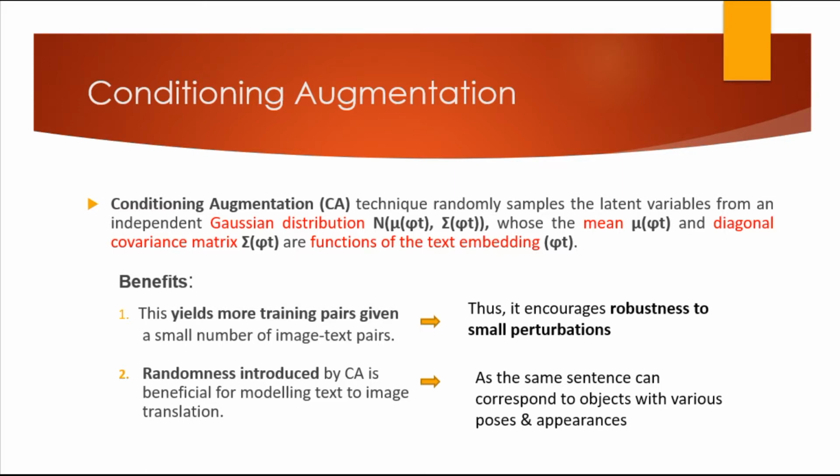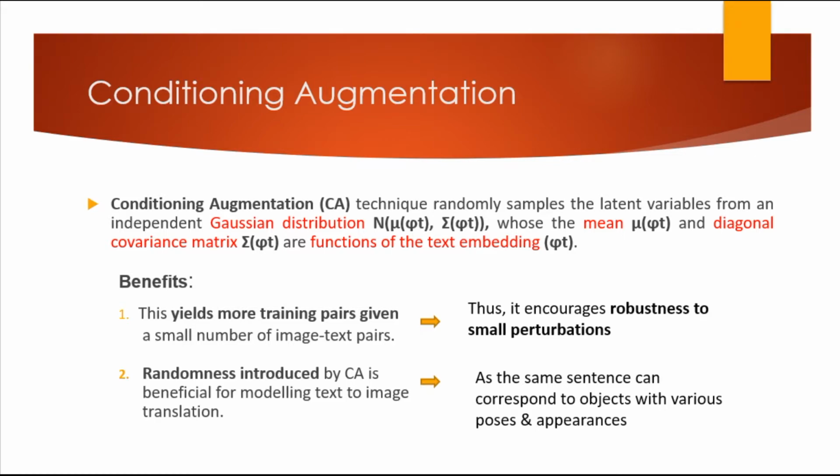Now the benefits of the conditioning augmentation technique are twofold. Firstly, it yields more training pairs given a small number of image text pairs. Now this in turn encourages robustness to small perturbations. This simply means that because more training data is available, our model is capable of neglecting small variations or insignificant changes in the data. Secondly, this technique introduces randomness, and that is beneficial for modeling text-to-image translation because in some cases the same sentence can correspond to objects with various poses and appearance.